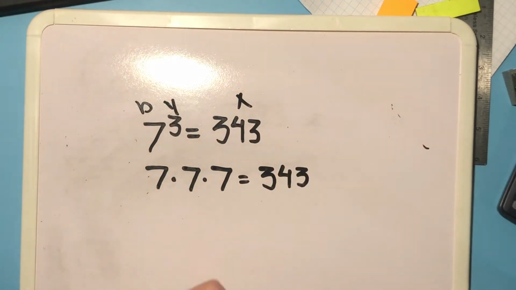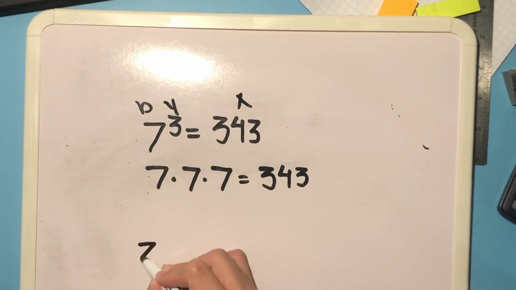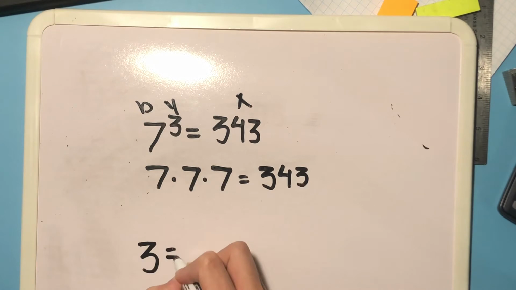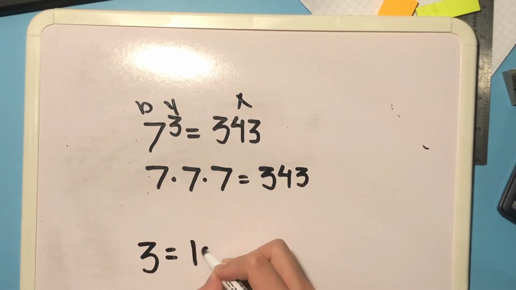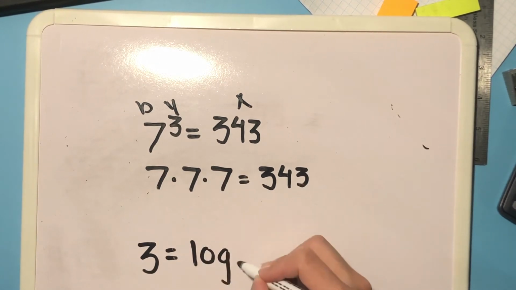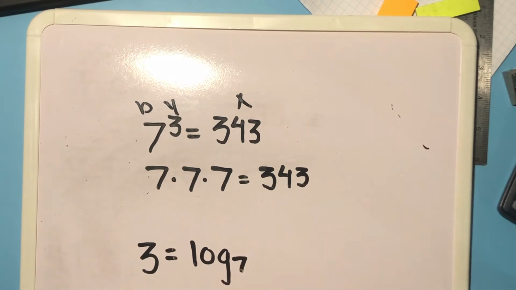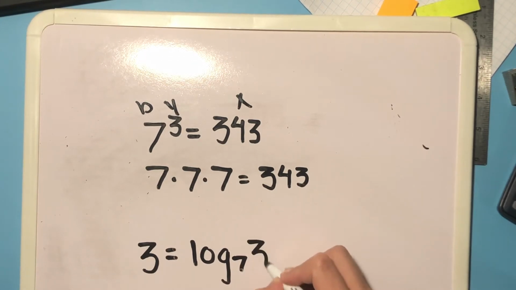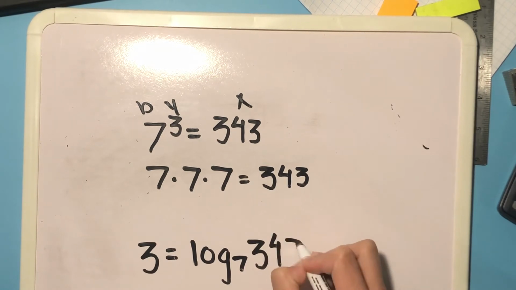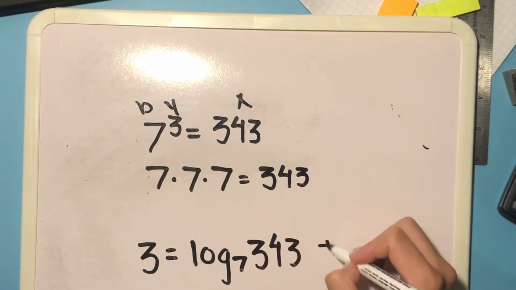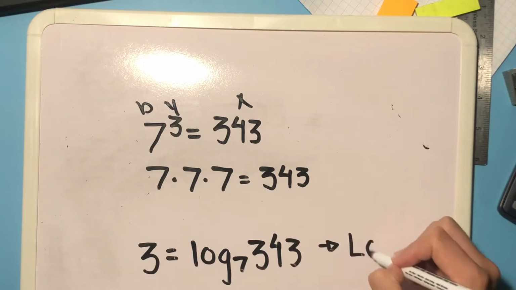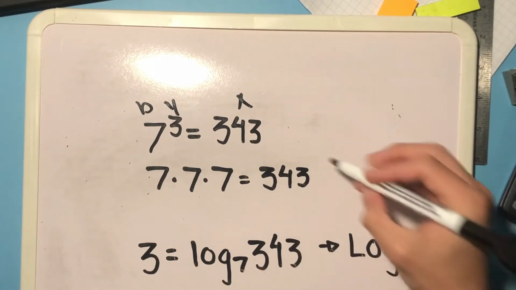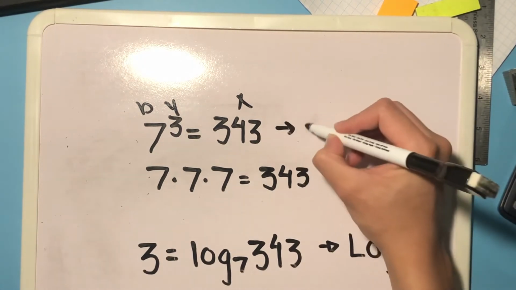Yes, we can. With those in mind, we can rewrite that as our log. So that will be 3 equals log base 7 of 343. Now it's important to know the difference between b, y, and x, so that we can convert our exponents to logarithms, etc. Now, notice the difference. The bottom is a logarithm, and the top is our exponent.